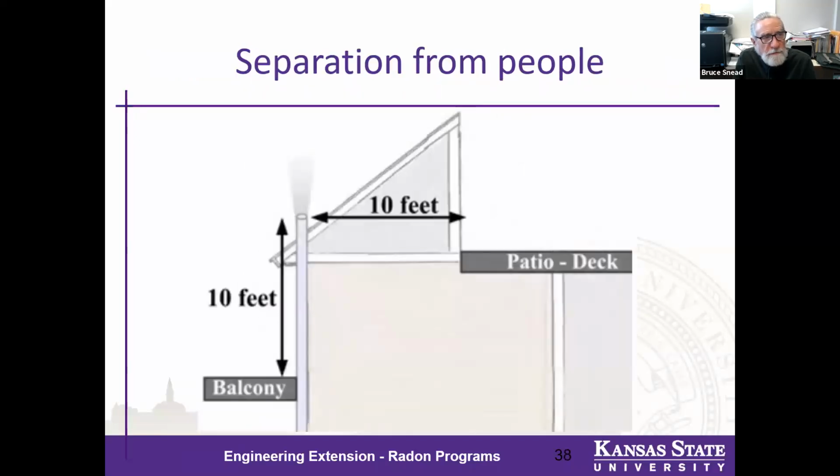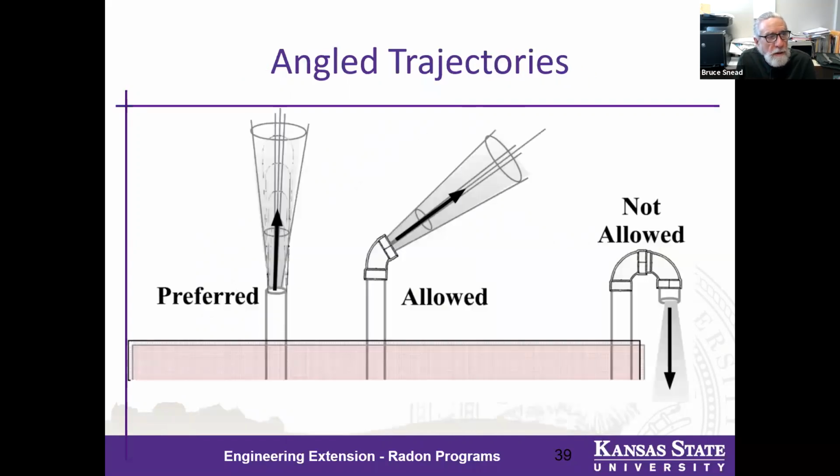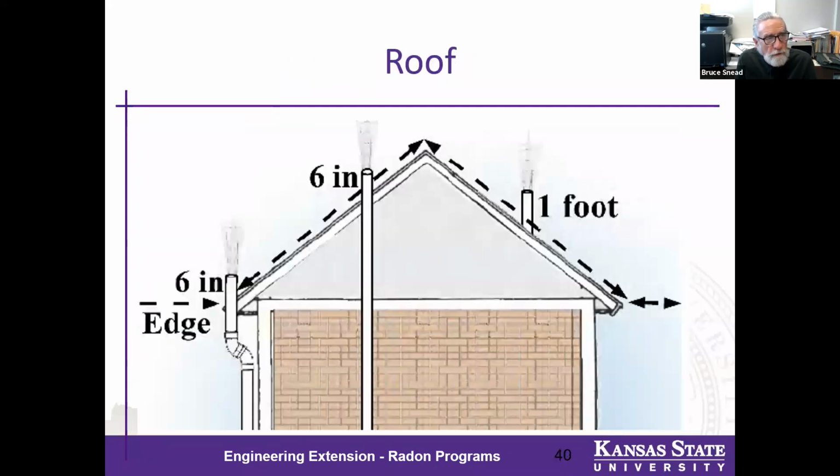It should be at least 10 feet from areas where people can occupy or be, such as a balcony or patio. And the trajectory is vertical, preferred, or at a 45-degree angle, but it is not allowed to do an umbrella handle and turn the trajectory back down. The exhaust should be at least 6 inches above the roof if it's not through the roof, and if it penetrates the roof, it should be at least 1 foot above the roof.